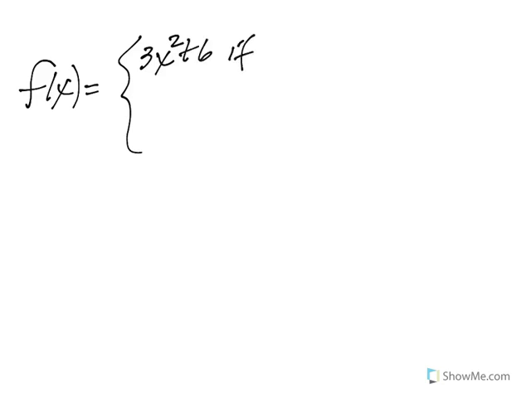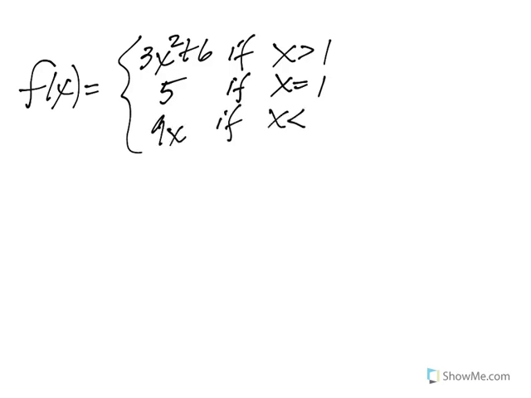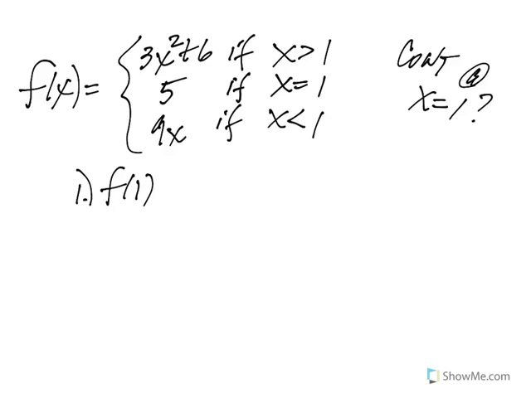All right, let's look at another example. Let's do this one. How about f of x is equal to, let's do 3x squared plus 6 if x is greater than 1. Let's do 5 if x is 1. And let's do 9x if x is less than 1. So I'm looking for continuity at x equals 1. That's my c value. So step 1, f of 1.